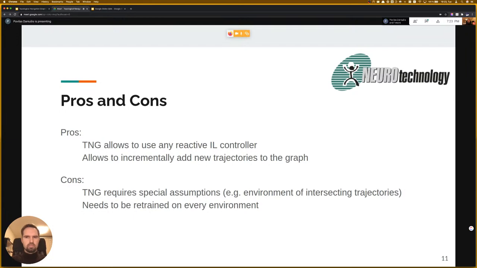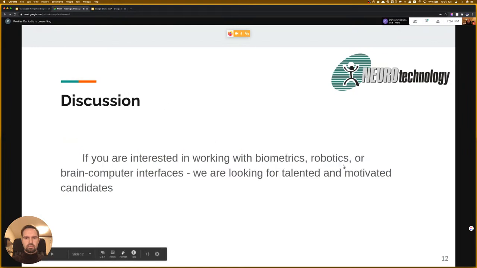And the drawbacks of this method are that it is still based on special assumptions, like an environment of intersecting trajectories. It is not a free navigation system. Also, it has a problem with generalization. It needs to be retrained for every environment.